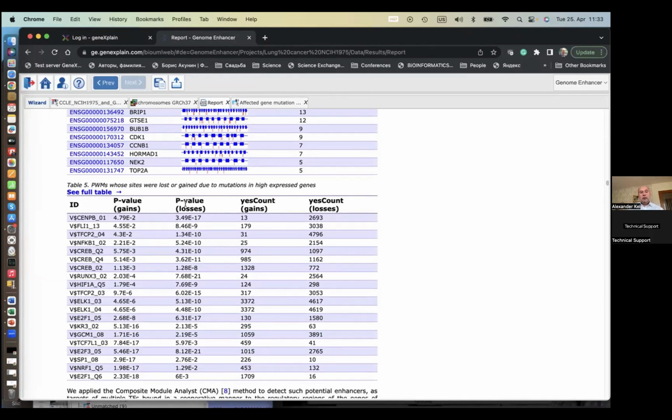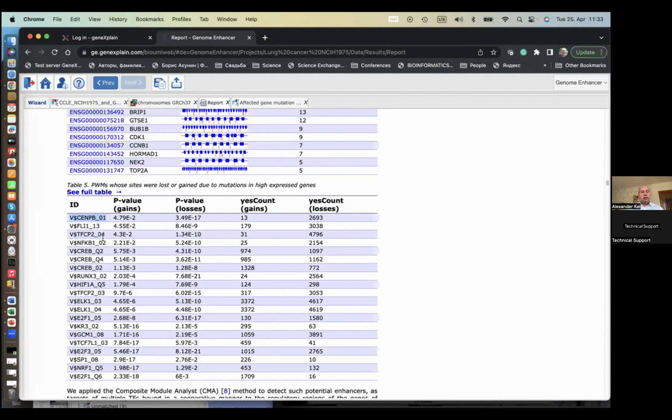So here you see the column which tells us about the losses, basically when the mutations are destroying binding sites. And here you see gains, so when mutations are actually creating new binding sites. And here you see an indicator or index, or we can call it a name, for that transcription factor family, which is described by a positional weight matrix.